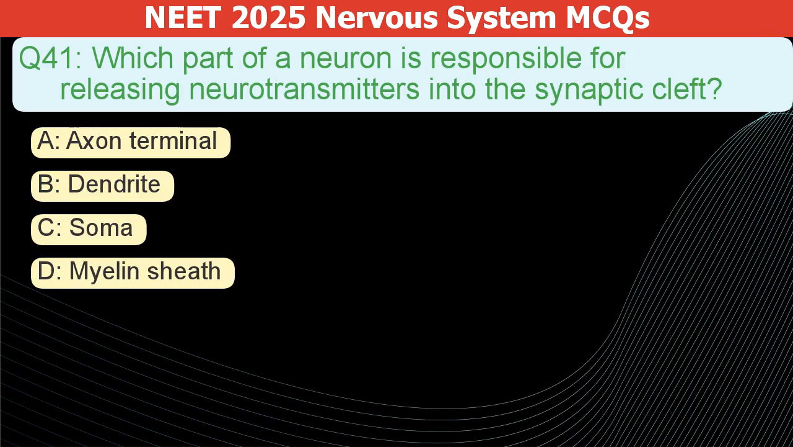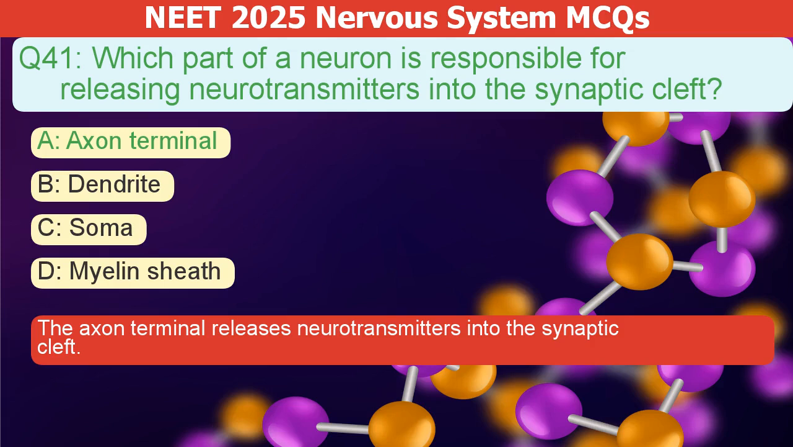Which part of a neuron releases neurotransmitters into the synaptic cleft? A. Axon terminal. B. Dendrite. C. Soma. D. Myelin sheath. The correct answer is A. The axon terminal releases neurotransmitters into the synaptic cleft.